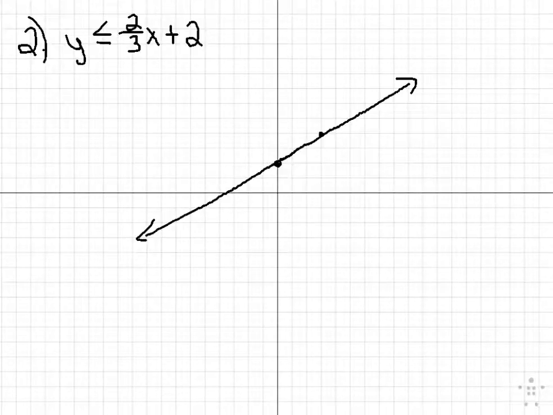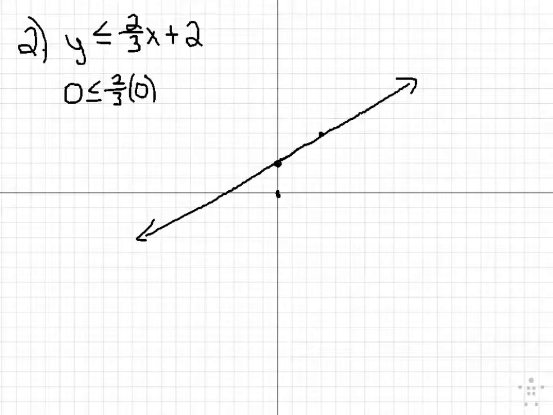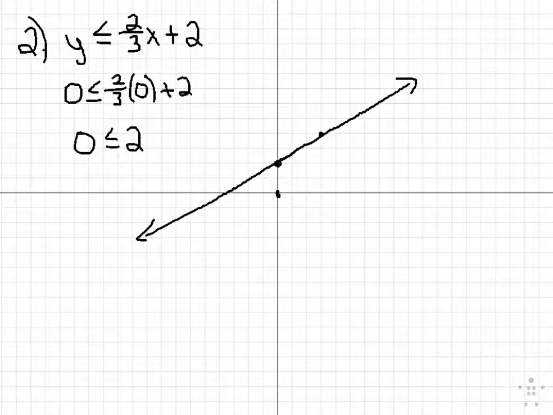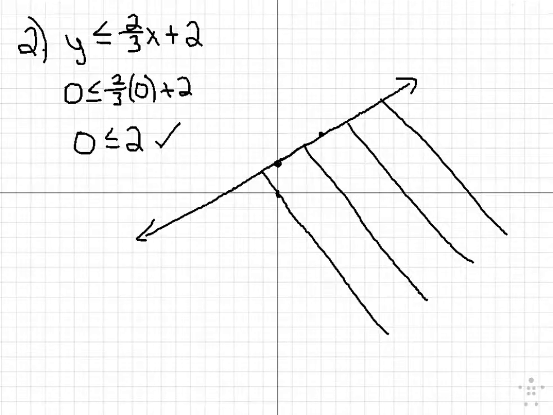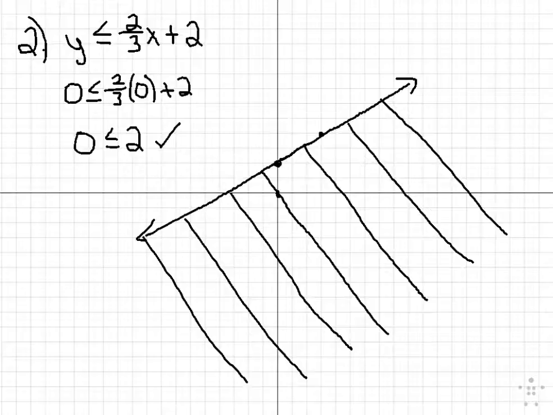And then if I choose the point 0, 0, I want to see if that satisfies this inequality. So I say, alright, 0 is less than or equal to 2/3 times 0 plus 2. So I end up getting 0 is less than or equal to 2. And that is true, so 0, 0 does work. So everything on this side of the line is true, and everything on the line makes this inequality true. So we just shade it like this.